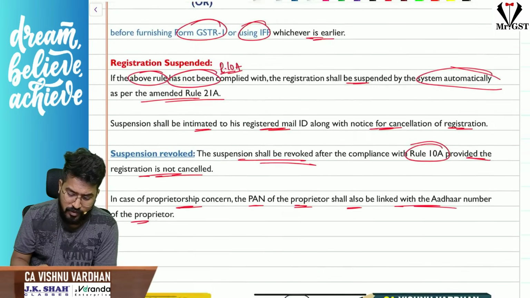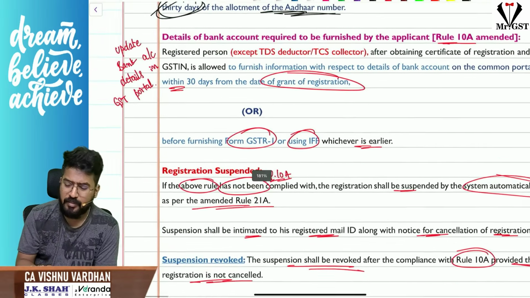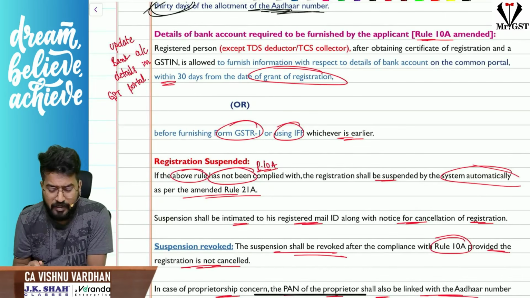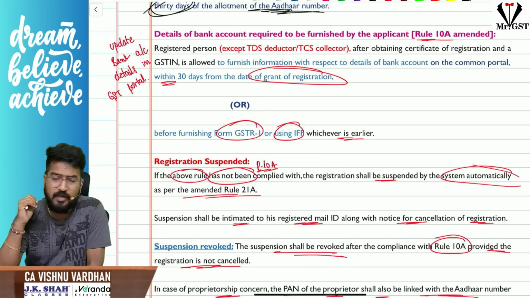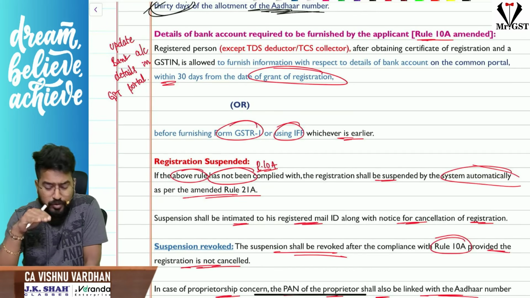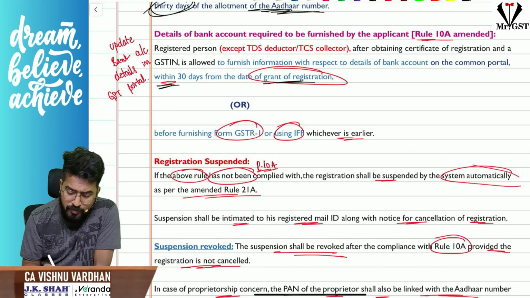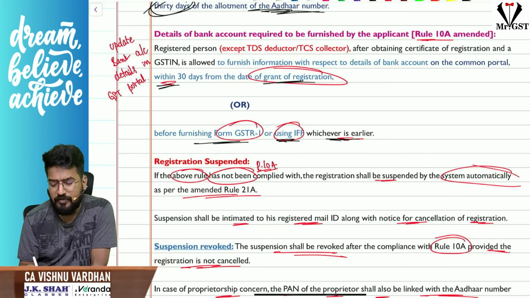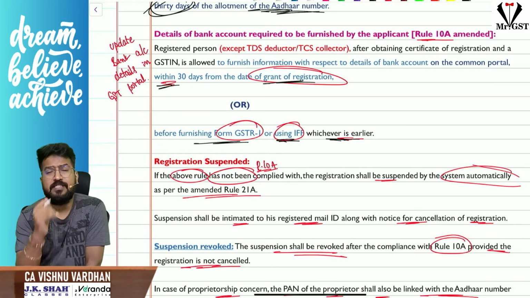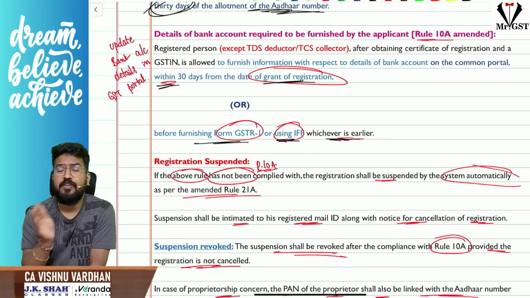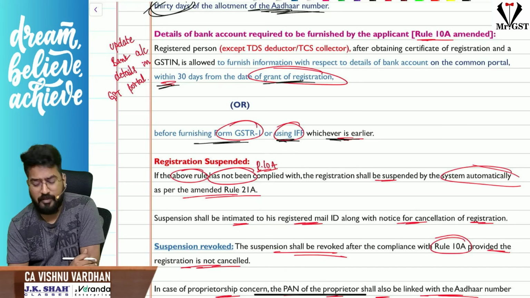Now, sir, here there is a small rule called Rule 10A. What is that Rule 10A? Nothing but, sir, they are asking you to update your bank account details at the time of applying for registration, or even after getting registration you can update your bank account details, but you should do that within 30 days from the date of grant of registration, or before furnishing the GSTR-1 or IFF, whichever is earlier. Am I clear? So you should update your bank account details in the GST portal within 30 days from the grant of registration, or before furnishing your GSTR-1 or IFF, whichever is earlier.